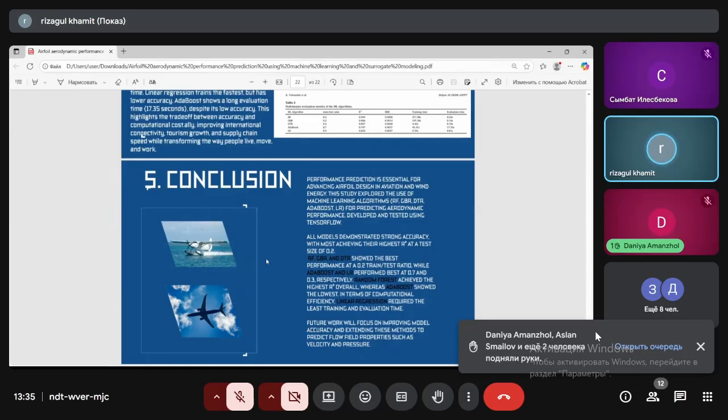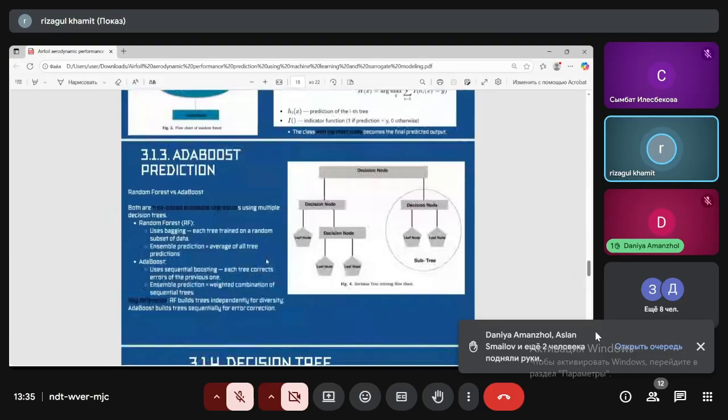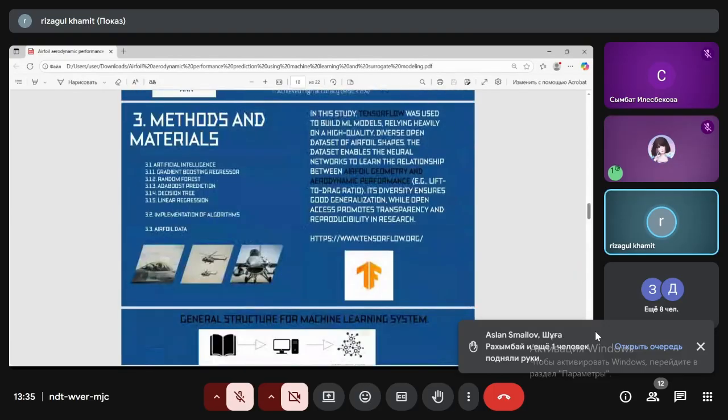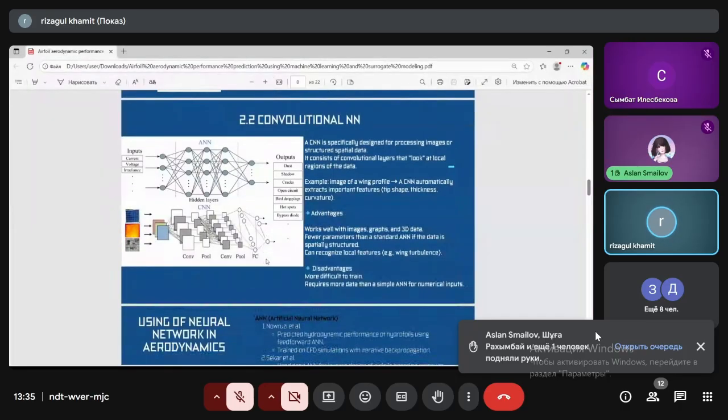Which machine learning? The study uses CNN, convolutional neural network. It was said in the middle of the presentation. It uses a convolutional neural network as the main machine learning method to process airfoil shapes, and it also explores surrogate modeling techniques such as Gaussian process regression. These methods help create predictive models that are both accurate and efficient.